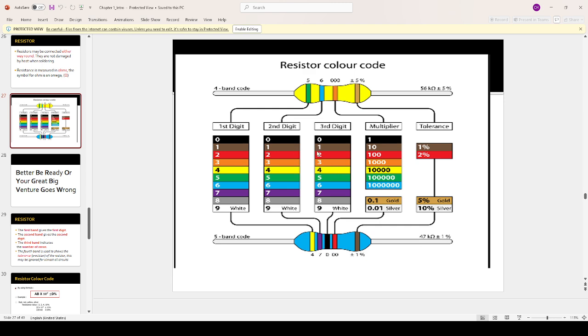But if this is a different color, instead of being black, it is 6, for example, blue. You'll write it as 47.6 kilo ohms.